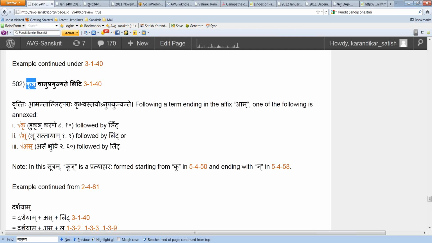The vritti says that amantat lit paraha kru, bhu astayaha, krubhastayaha. How do we get that meaning now? Okay, this is the law. Time's running out. So see if you can follow this today. We'll continue next time. We're going to see a sutram in the next class.